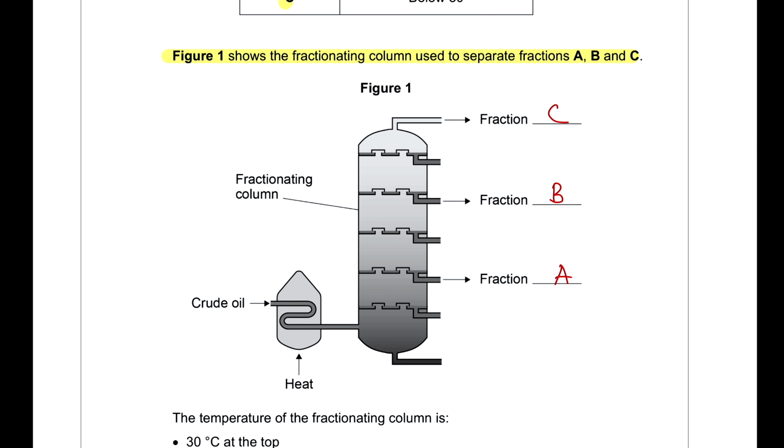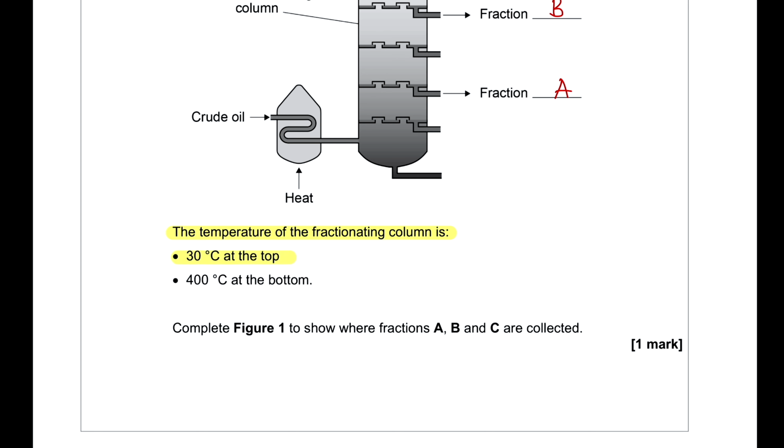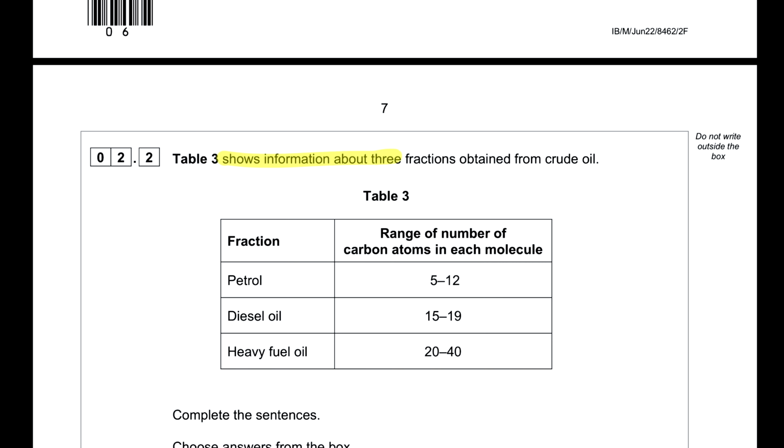It will condense sooner. The temperature of the fractionating column is 30 degrees Celsius at the top, 400 degrees Celsius at the bottom. Complete figure 1, A, B, C. So guys, we have already done it. Table 3 shows the information about 3 fractions obtained from crude oil. Petrol, 5 to 12. Diesel, 15 to 19. Heavy fuel oil, 20 to 40.